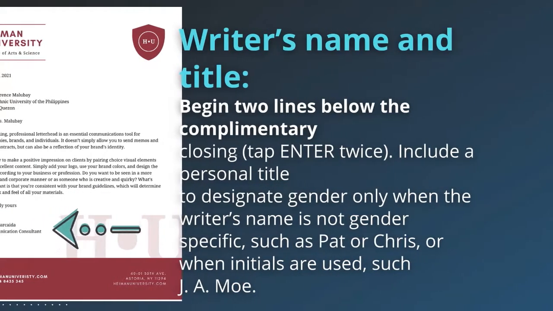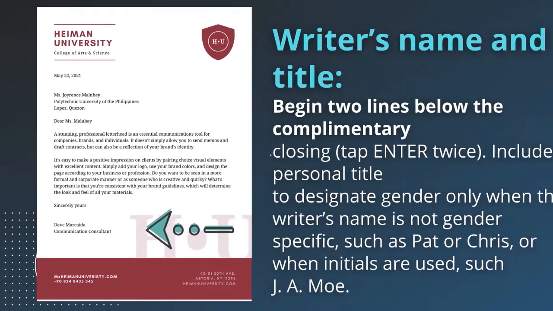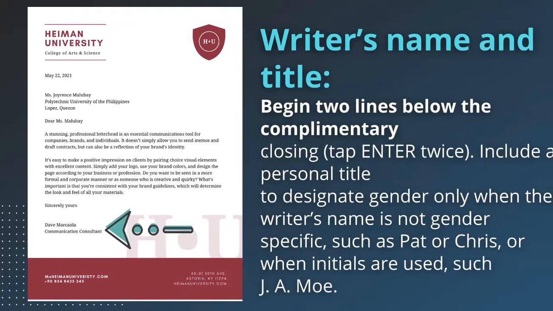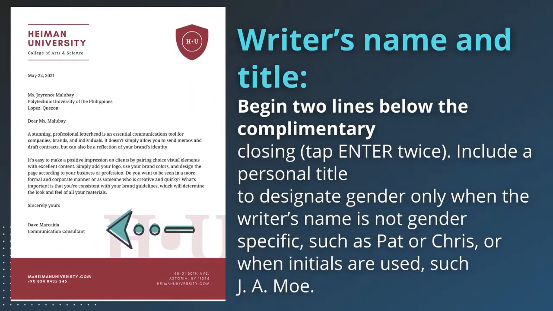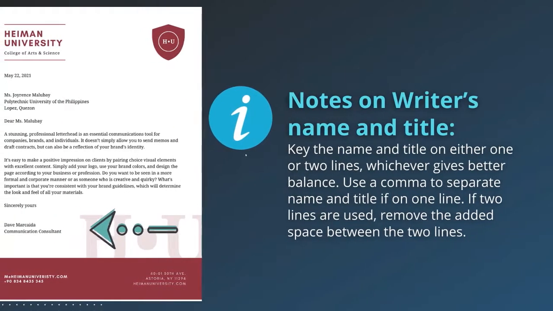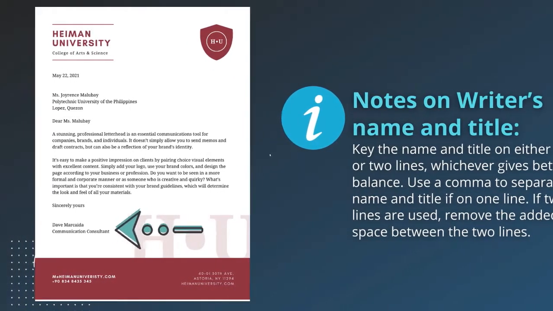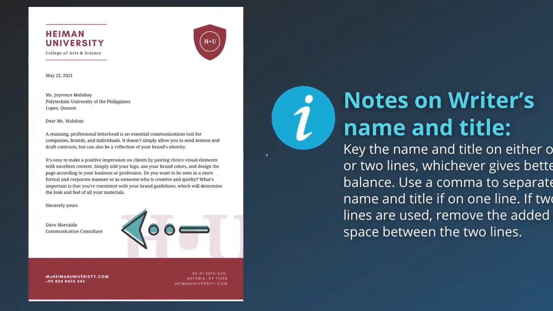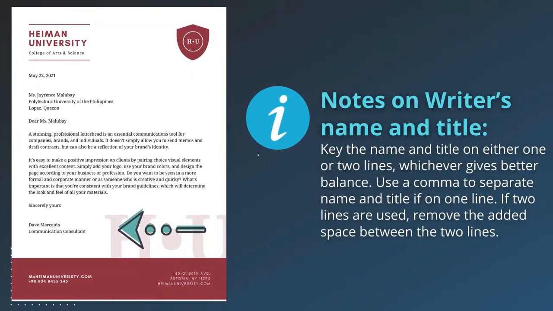The next part is the writer's name and title. Begin 2 lines below the complimentary closing and top enter twice. Speaking about the writer's name and title, key the name and title on either one or two lines, whichever gives better balance. Use a comma to separate name and title if on one line. If two lines are used, then remove the added space between the two lines.